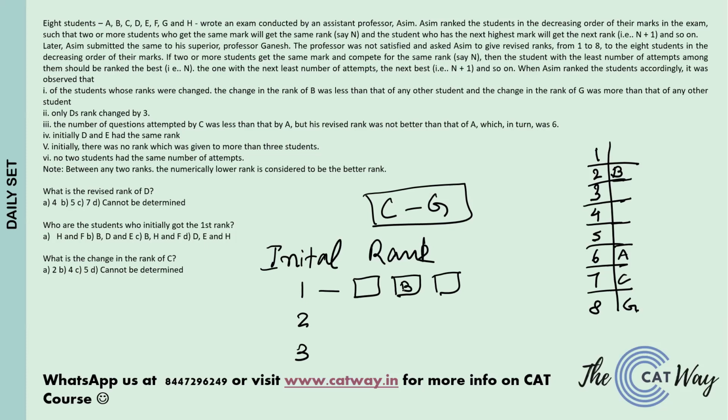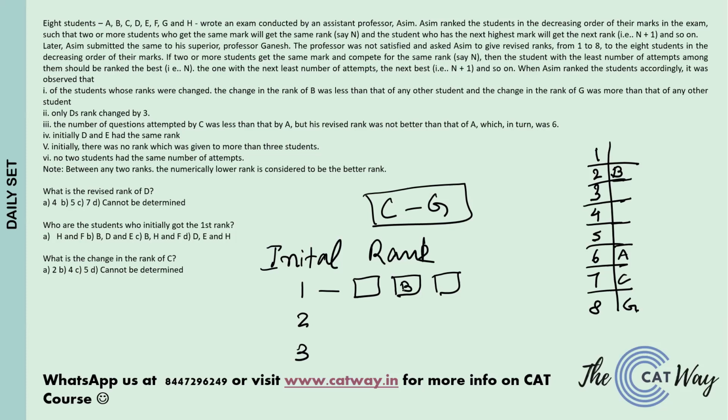Now moving ahead, what we can see is that D is the only person whose rank has changed by a value of 3. Now the only possibility for this is that D got an initial rank of 2 and then moved to a rank of 5. That is the only possibility. Why? Because if D had got rank 1 initially, the worst rank that he could have moved to would have been 4.